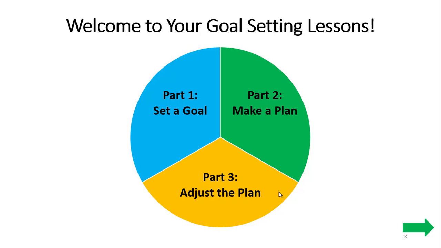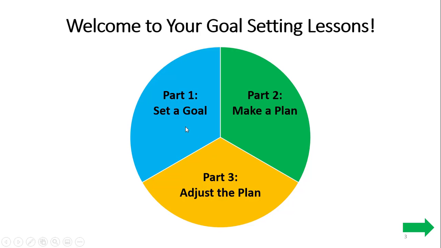Welcome to your goal setting lessons. There are 3 parts to goal setting lessons. Listen to me first. Part 1 is set a goal. Part 2 is make a plan, and part 3 is adjust the plan. Read it with me this time. Part 1 is set a goal. Part 2 is make a plan, and part 3 is adjust the plan.